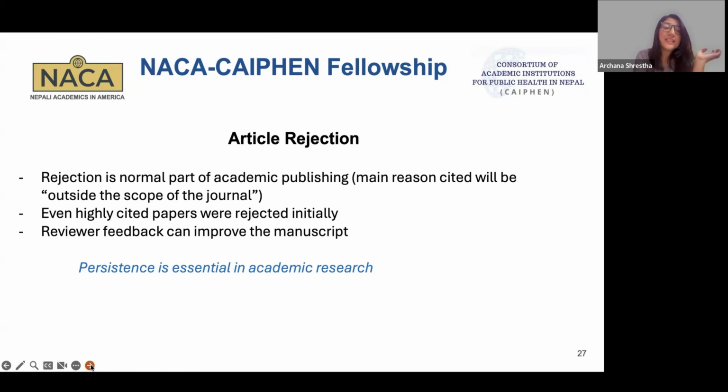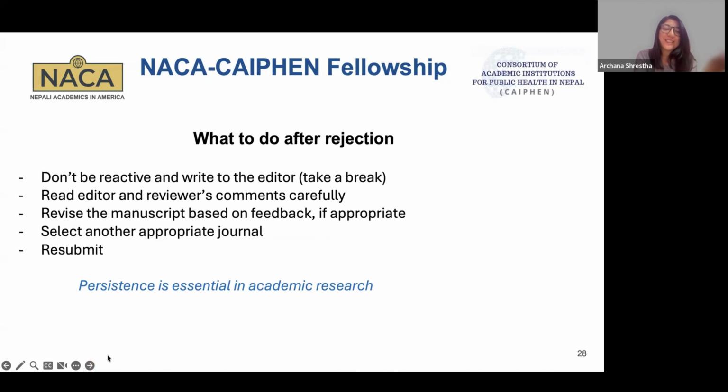Even highly cited papers were rejected initially, and reviewers' feedback can improve your paper. Sometimes the reviewers provide comments before they reject it, and then you can work on that if you want. But persistence is the key. One journal rejects it, just move on to the next journal. Get rejected, move on to the next journal. And don't be very emotionally attached to your paper when you submit it. It will be rejected at some point.